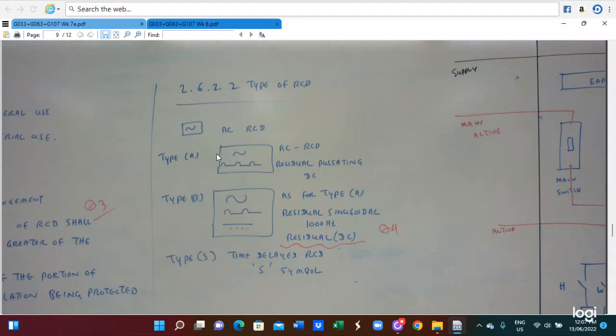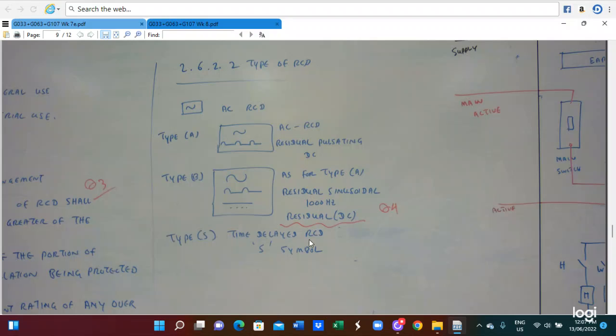So this is the AC RCD. The AC RCD with residual oscillating DC. Here this is for the type A, and residual sinusoidal and residual DC. And here is a time delay with the S symbol. So this is for the types of the RCD.